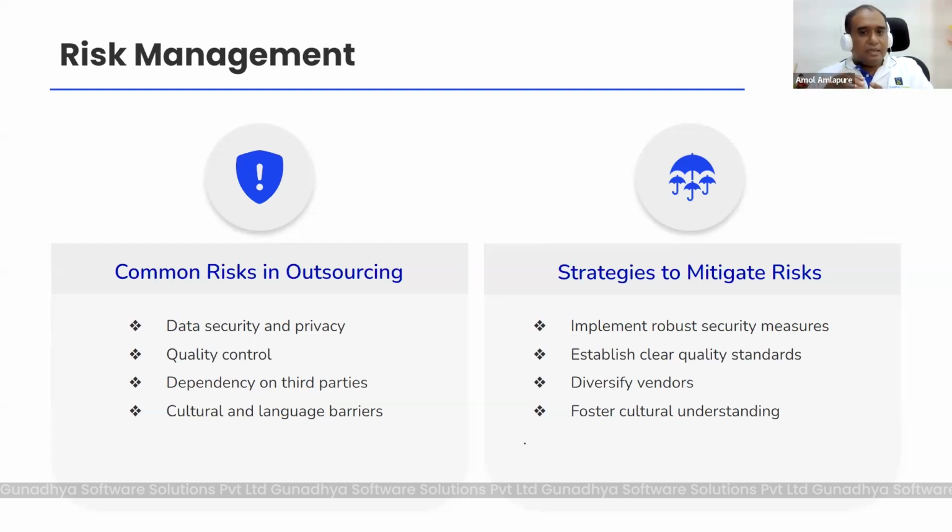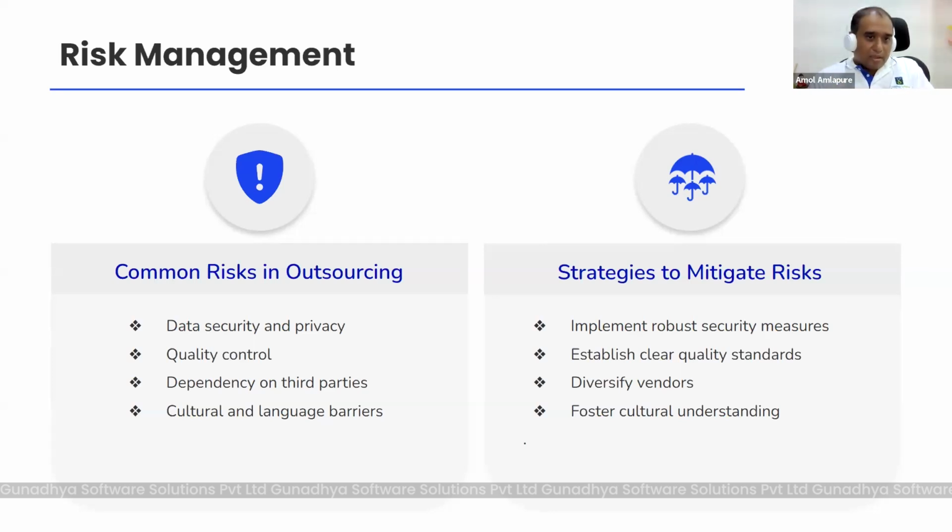So basically, implement robust security measures to take care of data security and privacy. So use encryption, secure access control, regular audit. This will at least minimize your data security and privacy risk. Establish clear quality standards. You should do it before you get into the assignment. So define the quality metrics. Conduct the regular reviews to make sure the quality standards are being followed.